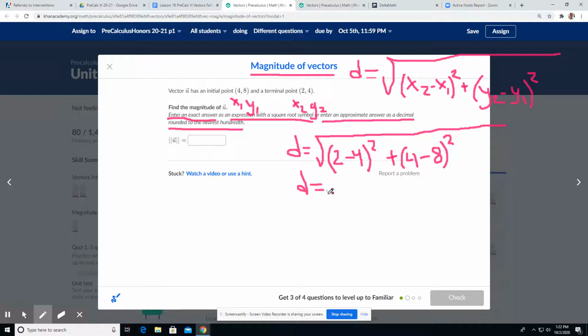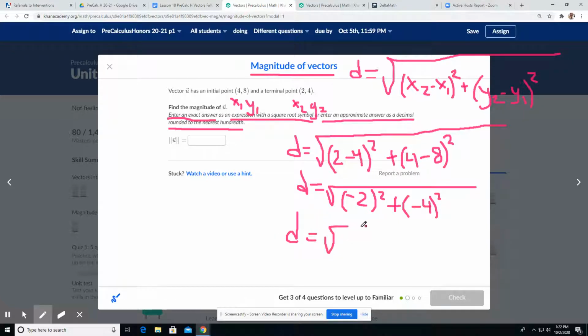Simplify, order of operations, do what's inside the grouping symbols first. 2 minus 4 is negative 2. You have to have parentheses around here. It means something different if you don't. Plus, same idea. This negative 4 has to be in parentheses. Then d equals, our distance or magnitude is equal to the square root of negative 2 times negative 2 is 4, plus 4 times 4 is 16. And I get distance is equal to the square root of 20.